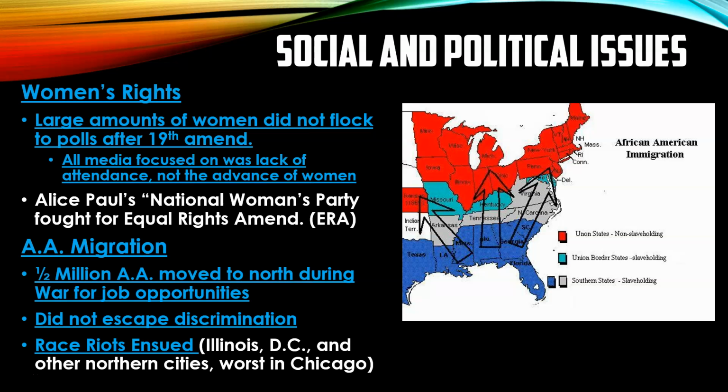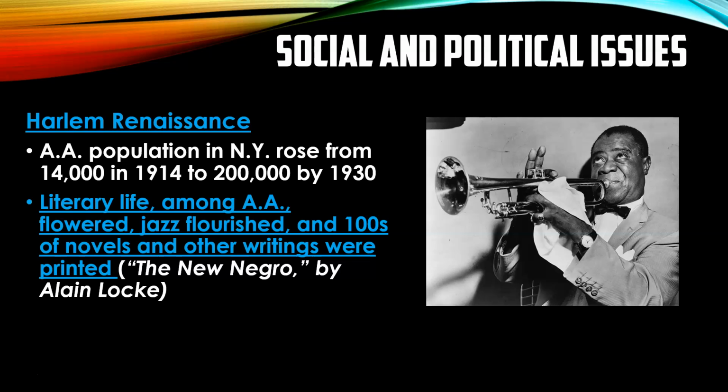And specifically in Illinois, D.C., and other northern cities, you're going to see these race riots, but some of the worst were actually in Chicago. And you're actually going to see some of those even in North Carolina. Wilmington, we didn't get to talk about it, but Wilmington had a big race riot, I believe it was in 1904. And so there's a lot going on in our country during this time.